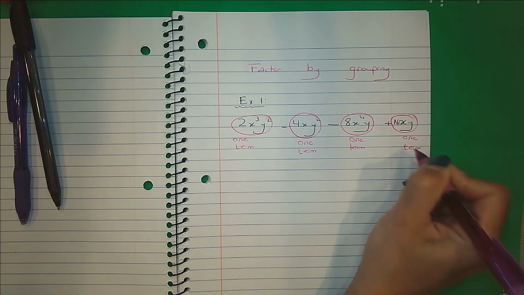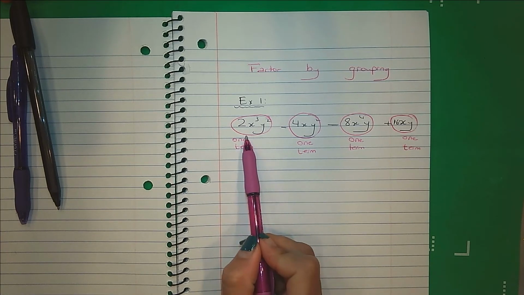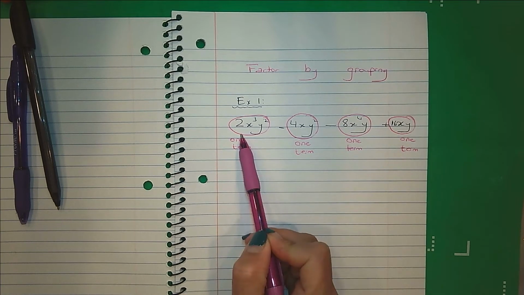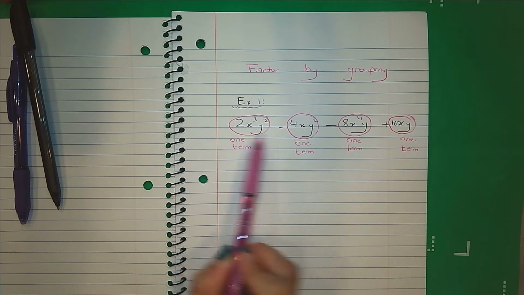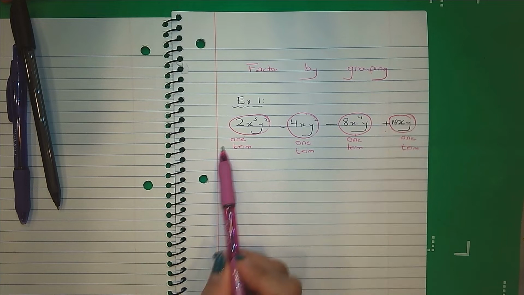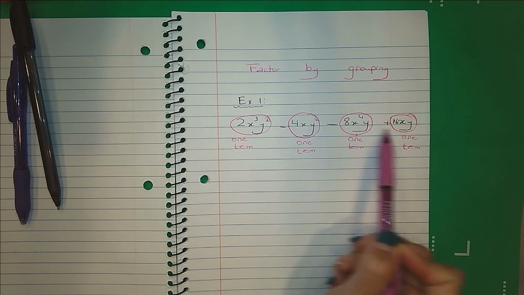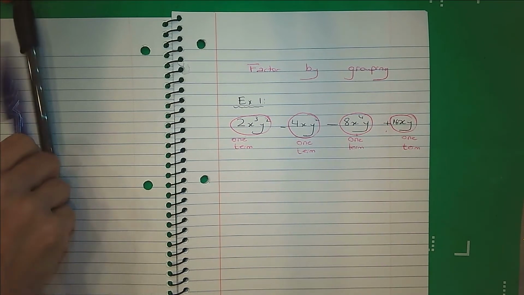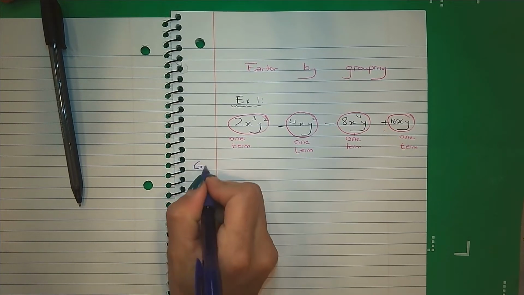This is considered one term. So by looking at all the terms, I will be asking myself this question. What do I have in common among these terms? Maybe I'm going to find something in common among all 4 of them. Maybe there will be something in common just between the first and the second term, or the first and the third term, or the first and the fourth term. But in this case, I'm going to look and I'm going to see I have 2, 4, 8, and 16. What is the greatest common factor among the 2, 4, 8, and 16?